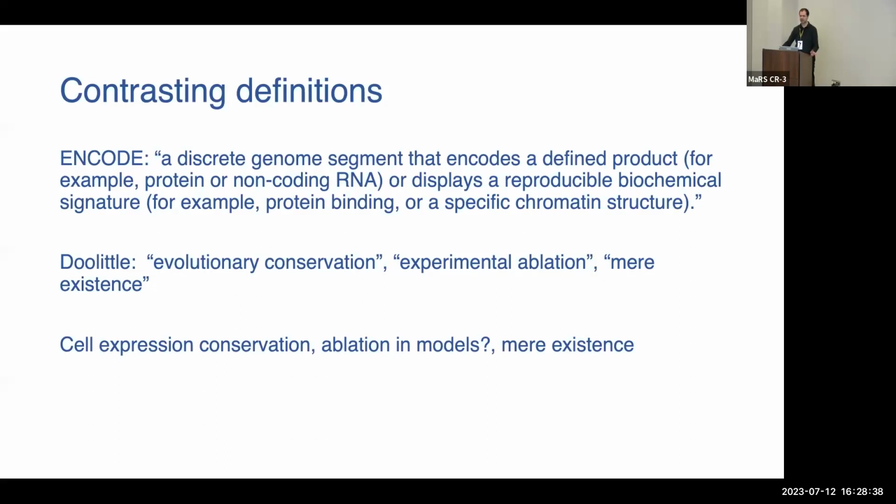And so if it's not a selected effect, it's not functional, but we can't literally observe that. And so a lot of the time we're stuck with evidence for selected effect or not. So ENCODE defined function very, very broadly: a discrete genome segment that encodes a defined product or displays a reproducible biochemical signature, for example, protein binding or specific chromatin structure. And so that also sounds a lot like the way the gene ontology defines function.